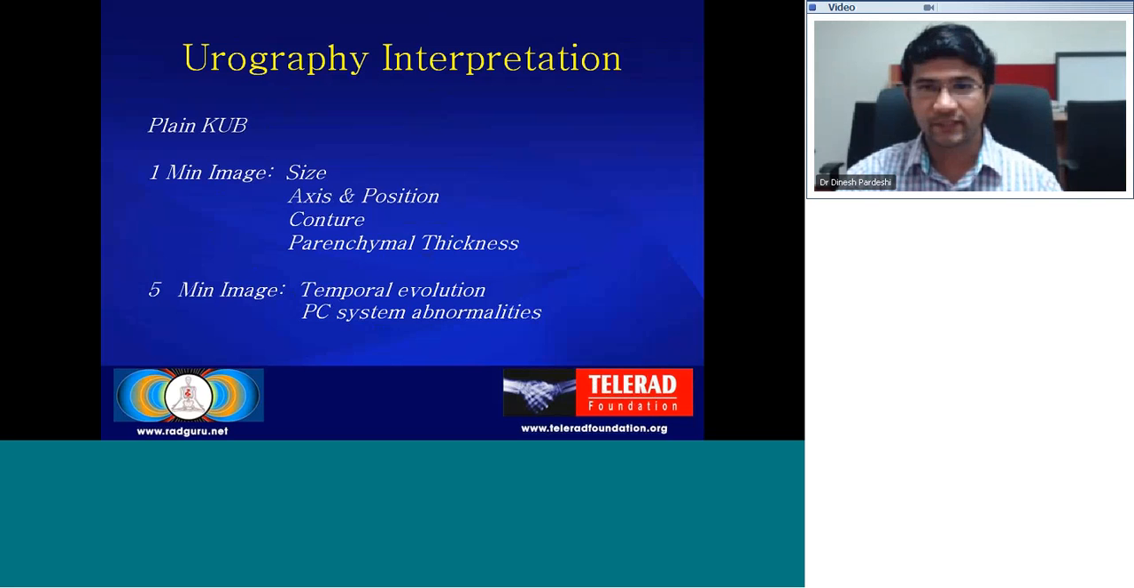Okay, as on plain KUB, I told you that it is helpful to check the coverage, the exposure factors, the other pathologies, the calcification, where the calculi are, what the other calcifications are, and the contraindications. For example, the presence of an abdominal aortic aneurysm itself can be depicted on the plain film. On the one minute film, we will be seeing the size, the axis, position, contour, and parenchymal thickness of the kidneys. And on the next image, we are going to evaluate the PCS for abnormality.